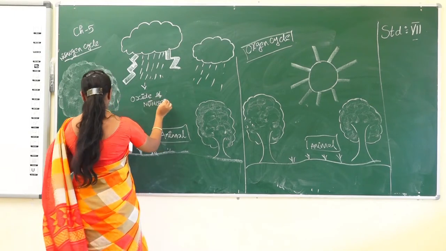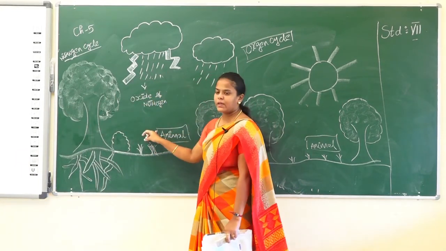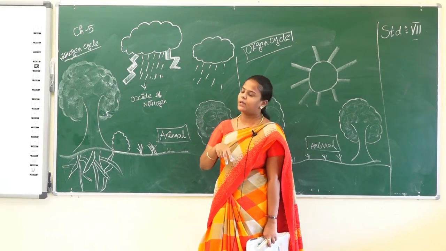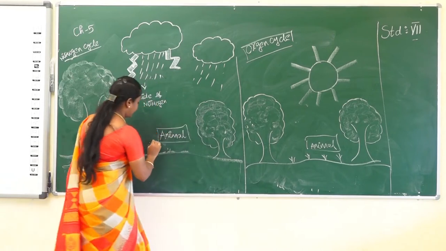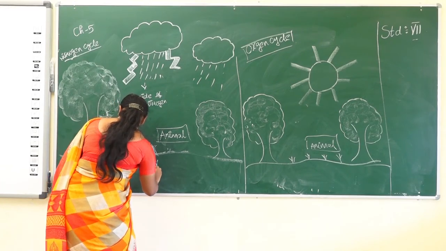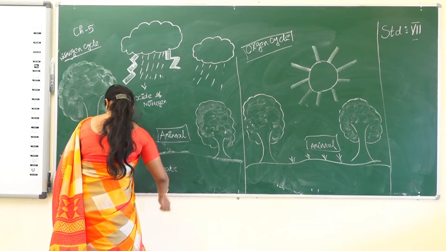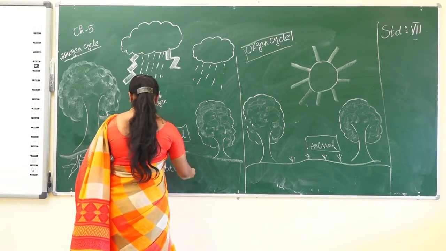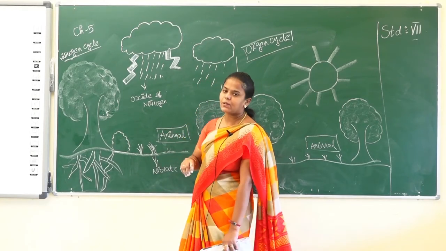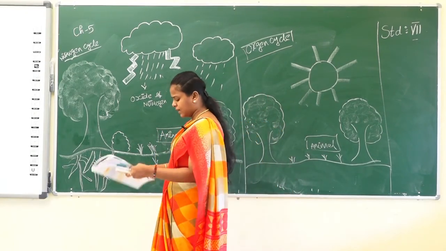Right. The next thing is, as the rain falls down, it comes to the plants. When the plants absorb it, the rain will be absorbed by the plant, so it forms what? Nitrate. Right. While the animal is grazing on the grasslands, it is automatically transferred to the animal also. So this is the nitrogen cycle.